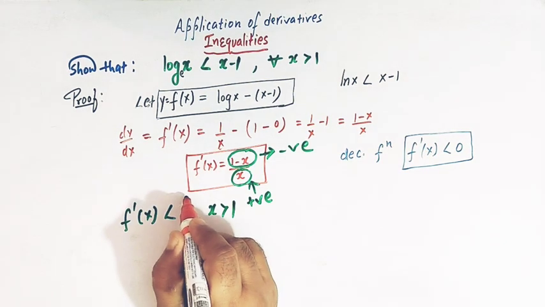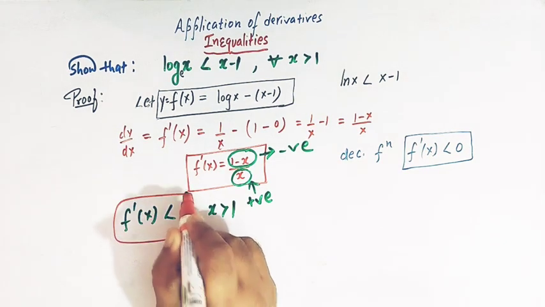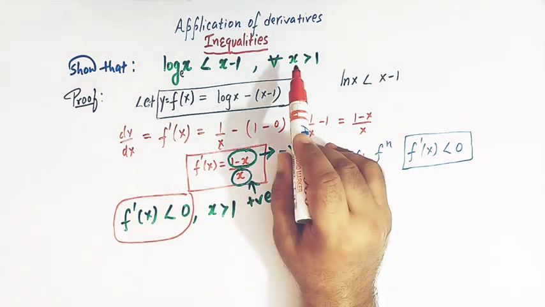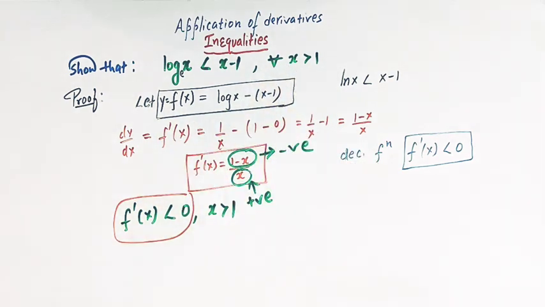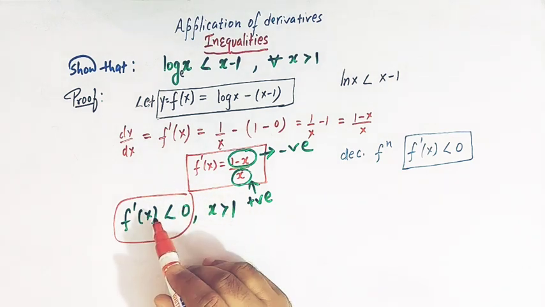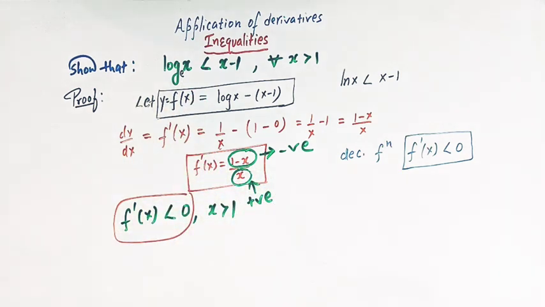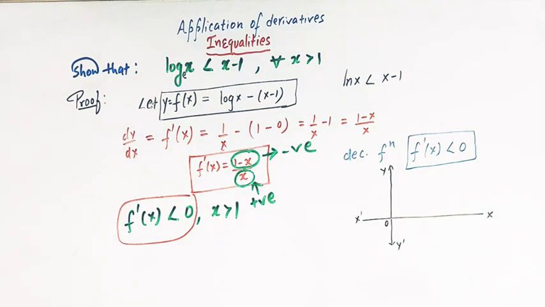So we have proved that this function f of x is a decreasing function for all x greater than 1, right? So this is the first statement which we have proved, that the function is a decreasing function for all values of x greater than 1. Now let us consider the graph of a decreasing function, right?